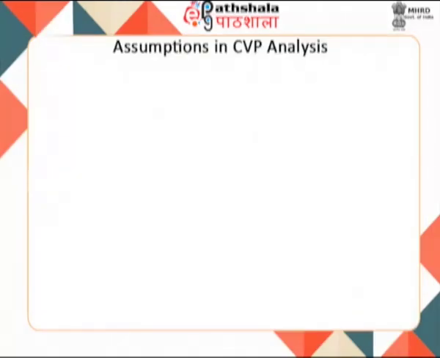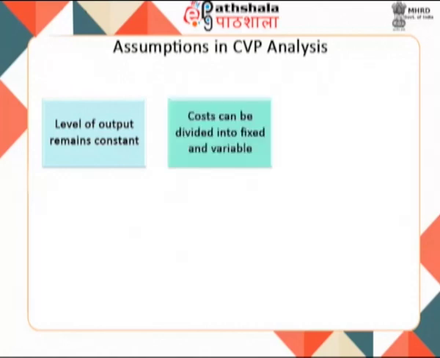CVP analysis is based on certain important assumptions, and if these assumptions are not taken care of, serious errors may occur and consequently decisions taken may be incorrect. These assumptions are: number 1, except volume, that is level of output, all other variables like selling price per unit, variable unit cost, and total fixed cost remain constant. Number 2, costs can be accurately divided into fixed and variable components, and there is no concept of semi-fixed cost.